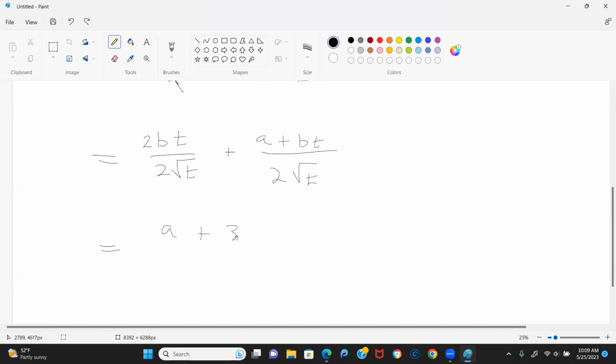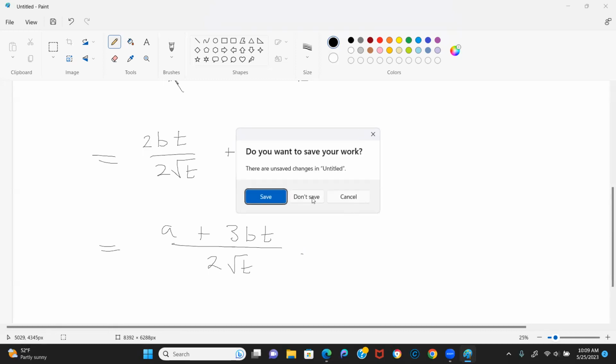Anyways, we can now just add these fractions. So we're going to get (a plus 3bt) over 2 root t. And that's it.